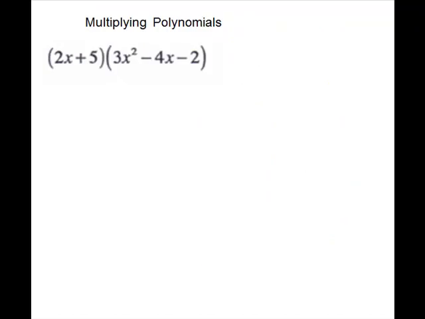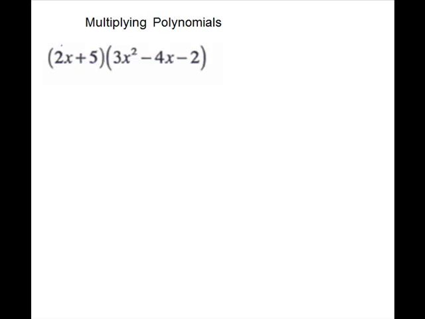Next, we have a problem that is longer than a FOIL problem. This one is a binomial times a trinomial. So we have to make sure every term over here gets multiplied by every term over here. We'll have 6 multiplications altogether. There are 2 techniques. One is to distribute twice. The other is a vertical method. So first let's look at distributing twice.